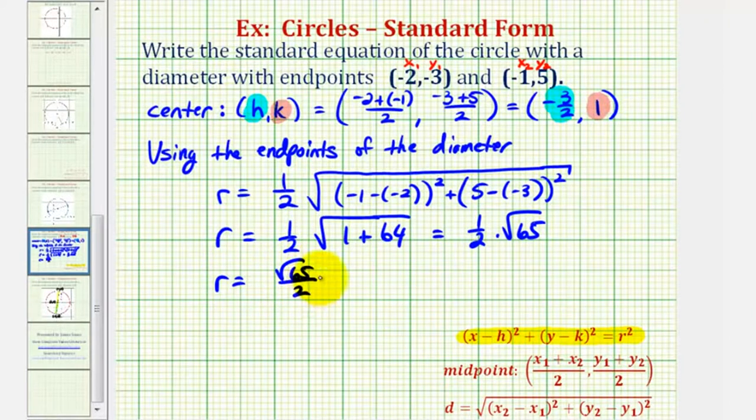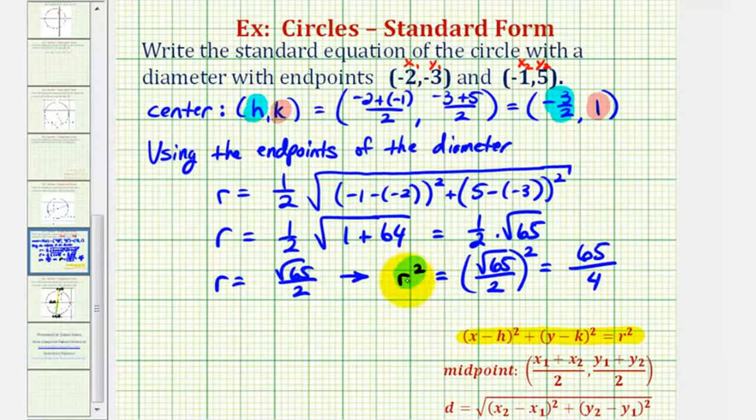So we have 1/2 times the square root of 65, which we can just write as square root of 65 divided by 2. But now remember, our equation calls for r squared, not r. So from here, we'll just square both sides of the equation. We'd have r squared equals the square root of 65 divided by 2, squared. And now we'll just square the numerator and denominator separately. The square root of 65 squared would just be 65. The squaring undoes the square root, and then for the denominator we have 2 squared or 4.